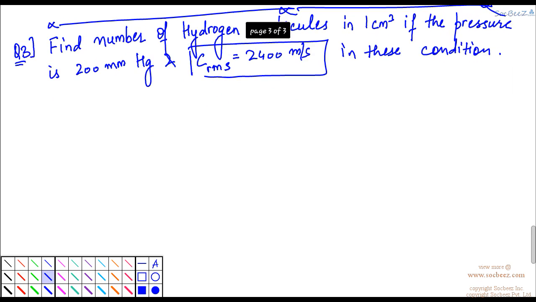So basically what you are given is a hydrogen gas under the condition such that it has a C RMS velocity of 2400 meters per second and the pressure is 200 millimeters of Hg. First of all, you must be able to convert the pressure into SI units, because you have the velocity in SI units, and this is given in terms of mm of Hg.